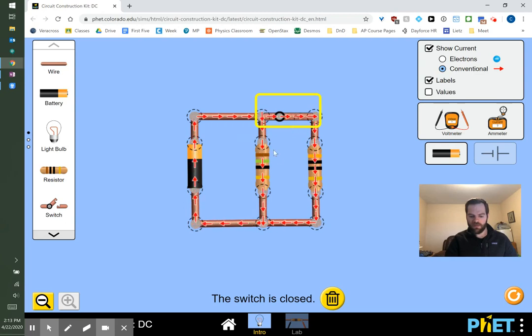And that's because we're always powering this circuit element here, whether or not this next one is connected.